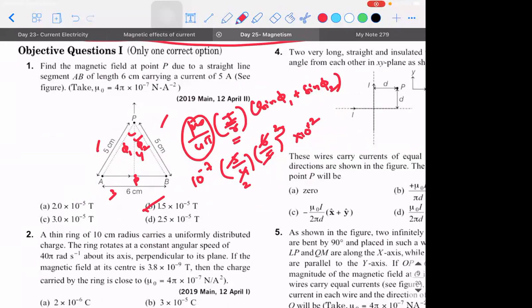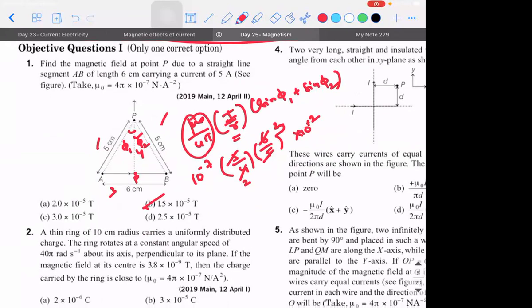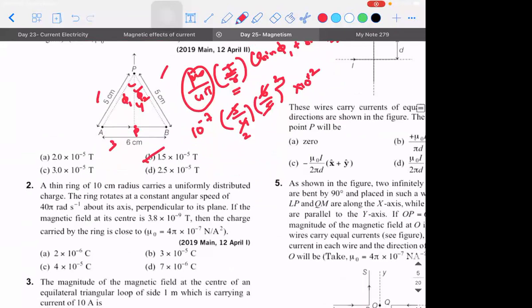Second one, a thin ring of 10 centimeter radius carries a uniformly distributed charge. The ring rotates at a constant angular speed of 40 pi radians per second about its axis perpendicular to its plane. If the magnetic field at its center is 3.8 into 10 power minus 10 Tesla, then the charge carried by the ring is close to. This question is slightly ambiguous.